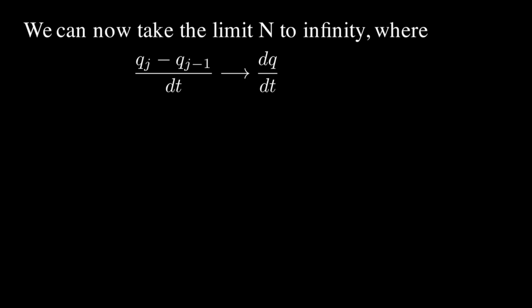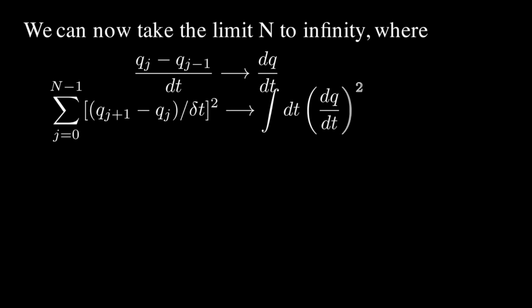The same thing holds for the sum. When we take the sum where n goes to infinity and delta t goes to 0, this will converge to the nice integral that we all know. So this sum of qj plus 1 minus qj over delta t will end up being the integral over the time derivative of the position squared. And then if we add the mass, we will have the integral over the kinetic energy.